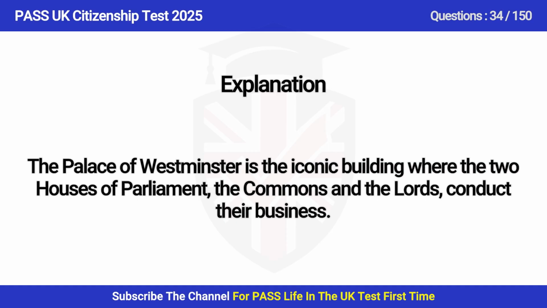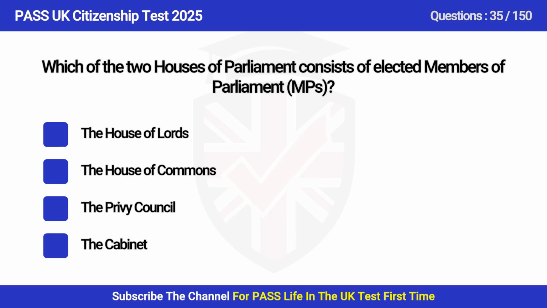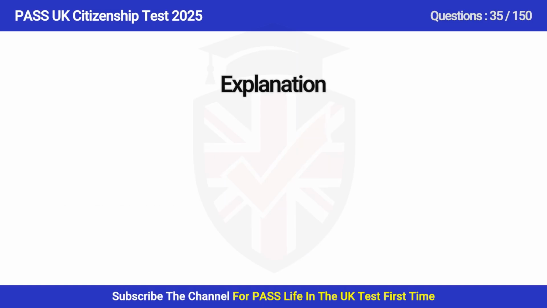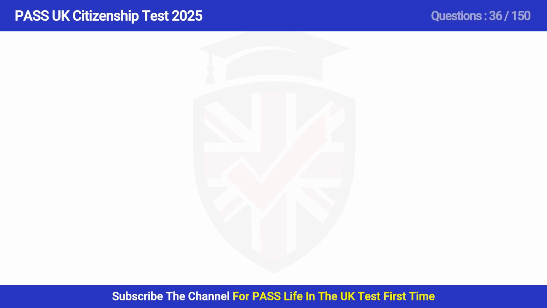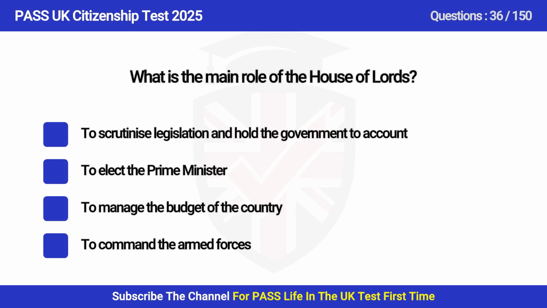their business. Question 35. Which of the two Houses of Parliament consists of elected members of Parliament? A. The House of Lords, B. The House of Commons, C. The Privy Council, D. The Cabinet. Answer is B, the House of Commons. The House of Commons is the lower house of the Parliament, with members directly elected by the public in general elections.